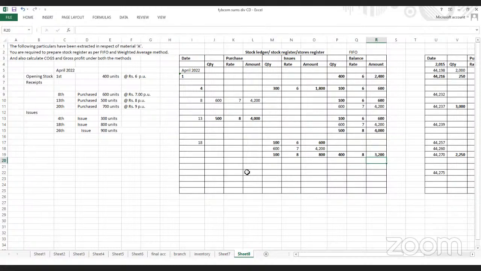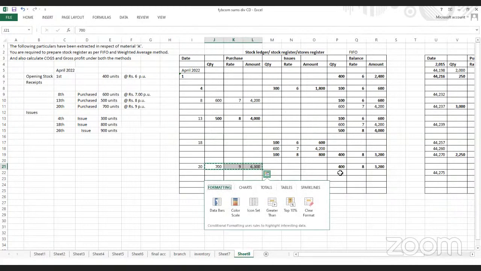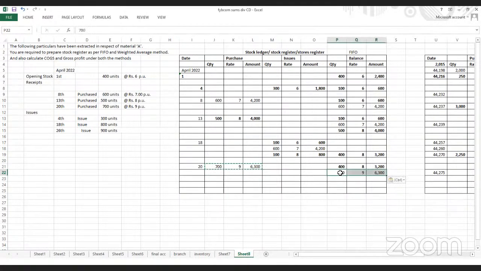Next date is after 18th. We have 20th, and on 20th we have purchases. So I'll write 20th as date. In purchase, in quantity column, I'll write 700 units. Rate is 9. The amount will be 700 into 9. Now while writing closing balance, first I'll carry forward the old stock. Below that I'll write the new stock. Very simple method.